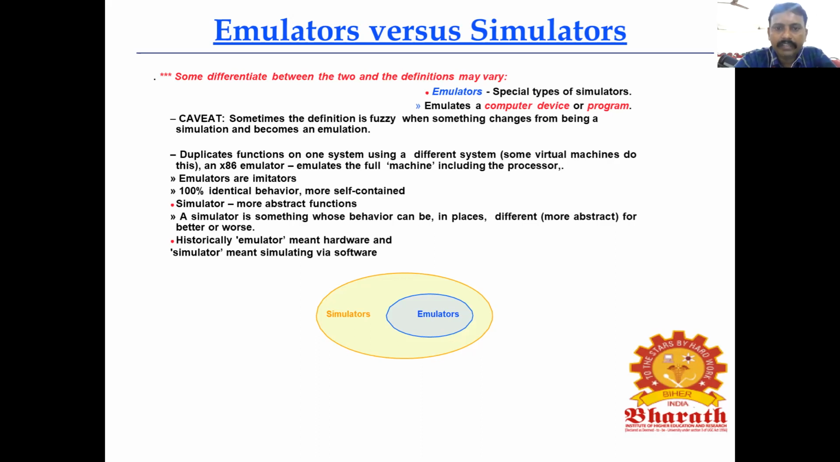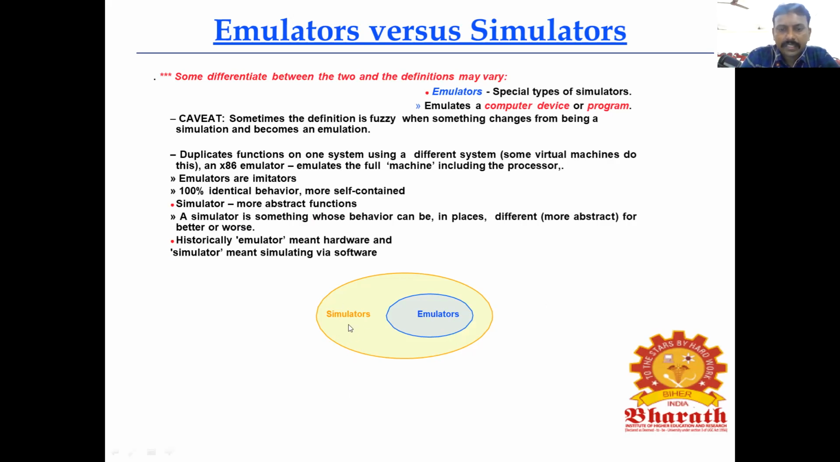Sometimes the definition is fuzzy. When something changes from being a simulation, it becomes an emulation: duplicating the functions of one system using a different system. Some virtual machines and x86 emulators are available nowadays. A simulator's behavior can be replicated on a different OS. Historically, an emulator means hardware, and a simulator means simulation via software.